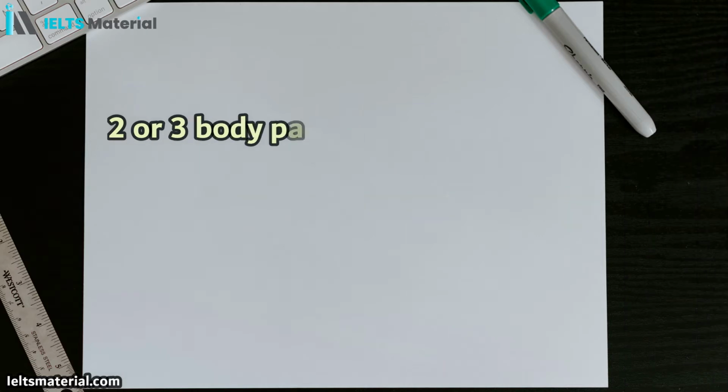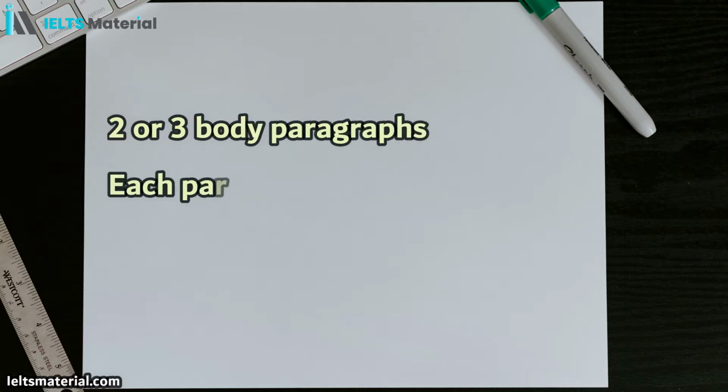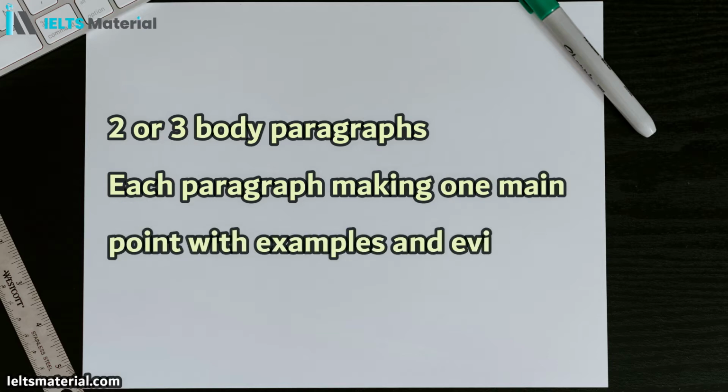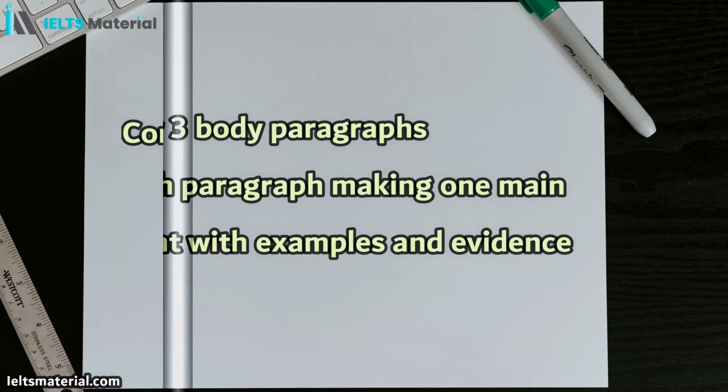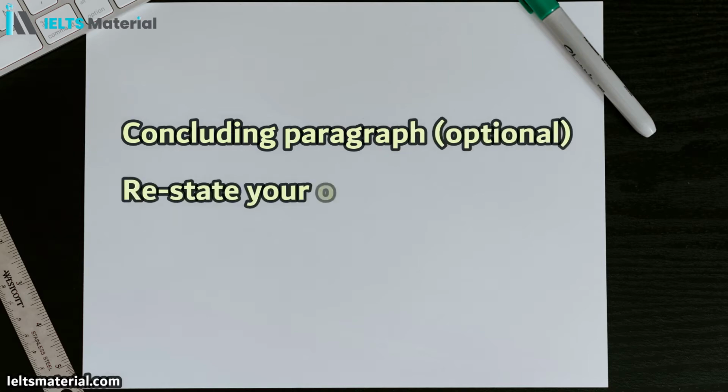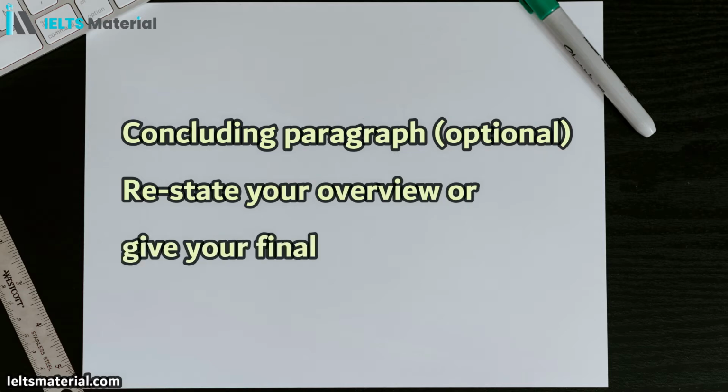Next, you should have 2 or 3 body paragraphs. Each paragraph makes one main point with examples and evidence. And the more examples and evidence you have, the better your paragraph is. Finally, there's a concluding paragraph. And this is optional. You don't have to do it, but it is often a nice way to finish off an essay. In your concluding paragraph, you can restate your overview or give your final thoughts.